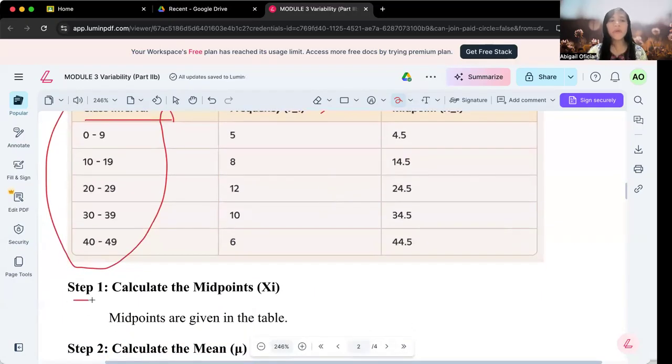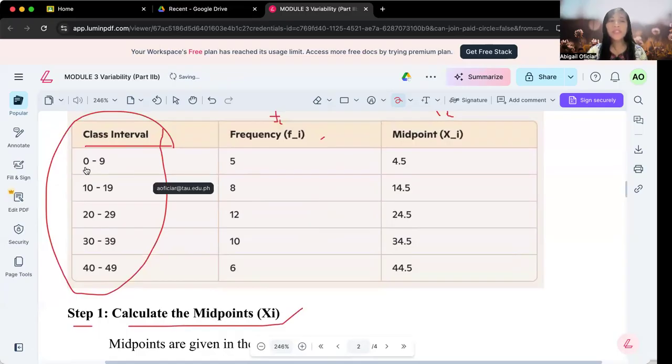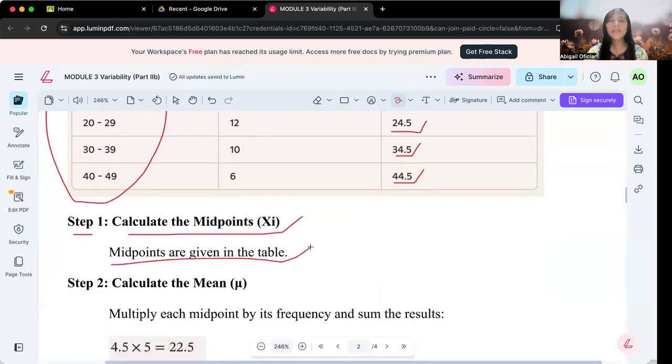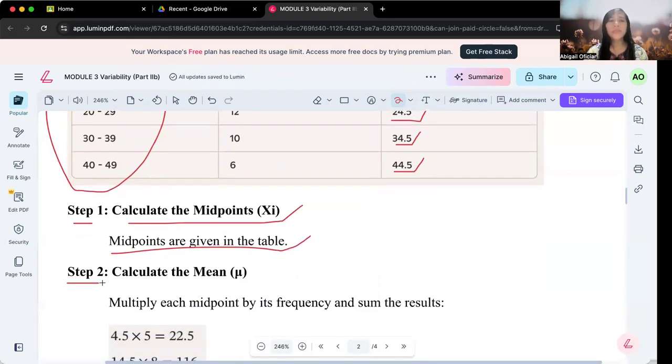So the first step, based on our procedure, is to calculate the midpoints. How to calculate the midpoints? We just add the lower boundary and the highest boundary, just add that. That's 9 divided by 2, and the answer is 4.5. Do the same with the second row, 10 plus 19 divided by 2, that's 14.5. Then we have here the rest of the midpoints.